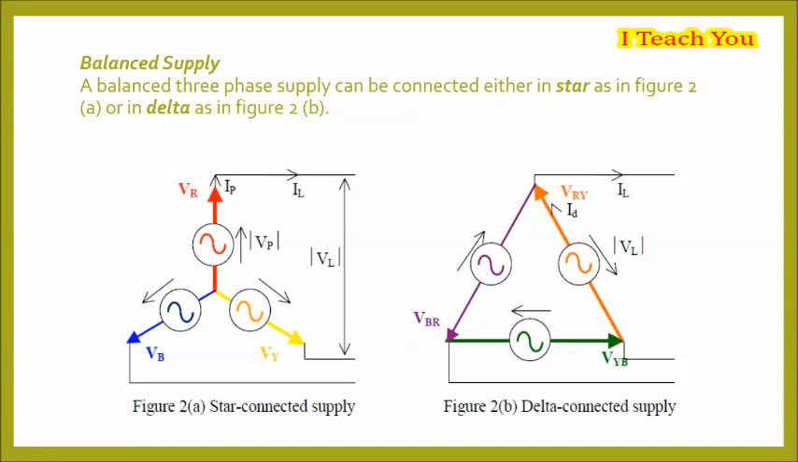A balanced three-phase supply can be connected either in star as in Figure 2, or in delta as in Figure 2b. In a balanced three-phase system, knowledge of one of the phases gives the other two phases directly. However, this is not the case for an unbalanced supply. In a star-connected supply, it can be seen that the line current is equal to the phase current. However, the line voltage is not equal to the phase voltage.